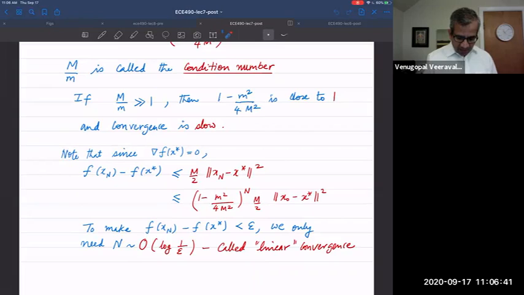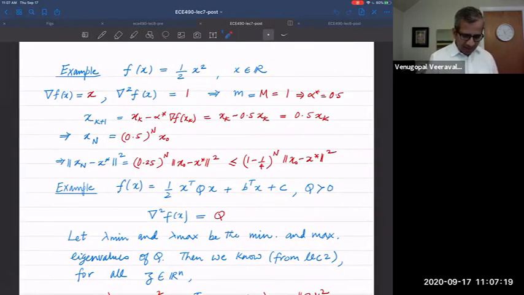Okay. So this kind of convergence, where in order to approximate the function to some level epsilon, you need an n that's of the order of log 1 over epsilon, instead of 1 over epsilon, is called linear convergence. But we can think of it as f(x_n) approaching f star exponentially fast in the number of iterates.